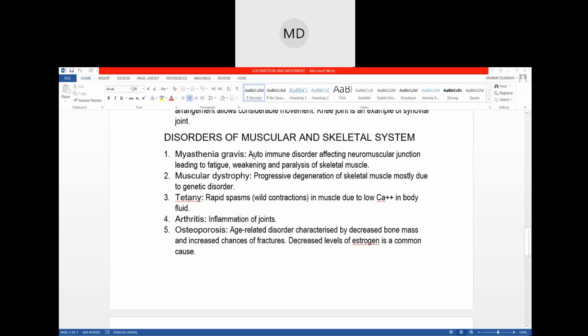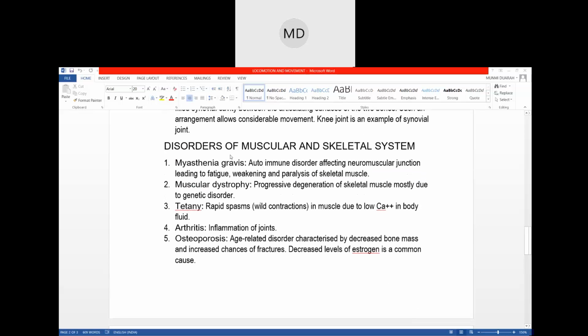Okay, so myasthenia gravis is an autoimmune disorder. What is an autoimmune disorder? It is related to immunity. The immune system, all of you know. When the immune system gets infected, you will get several other diseases. So this disease is related to the immune system and the neural system, known as the neuromuscular junction, meaning the neurons and muscles.